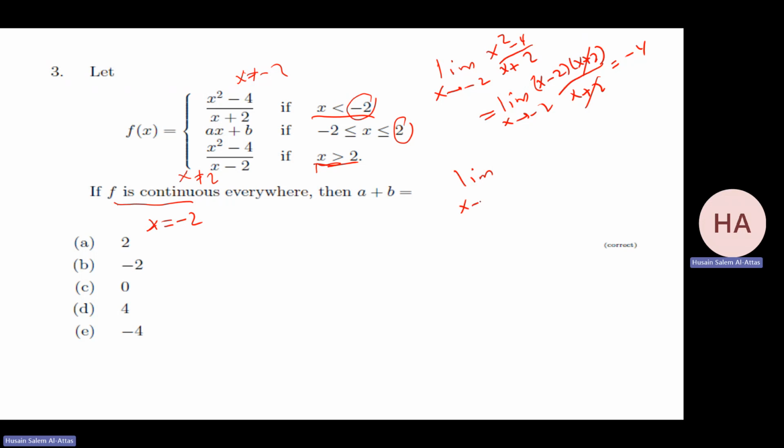And the same thing for here. Let me do it at the same time. It goes to 2, either plus or minus. X squared -4 over x -2. I'm getting what?